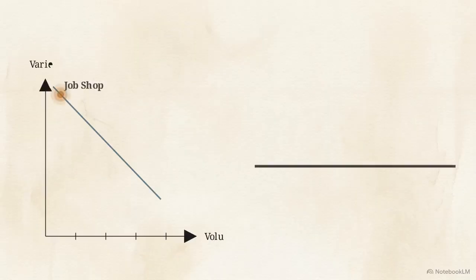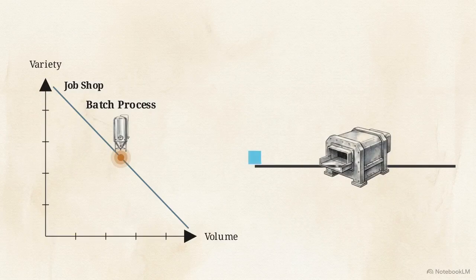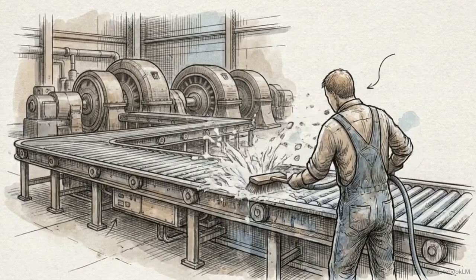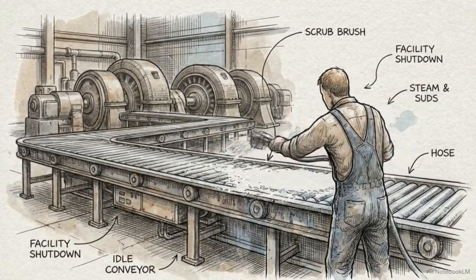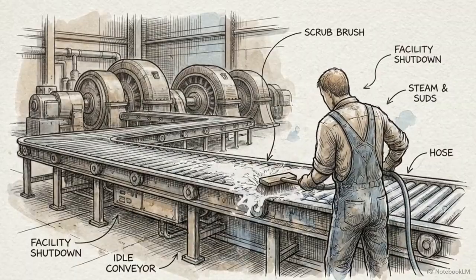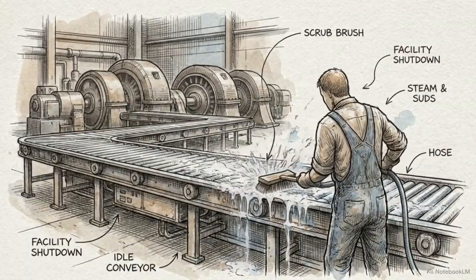The middle of the matrix contains the batch process. Here, you balance flexibility and efficiency by grouping identical items together. A local brewery makes one type of beer, finishes the run, and then switches the line to another. The vulnerability of batching lies in the setup time. Every product switch requires machinery to stop for cleaning and recalibration, downtime producing zero value.